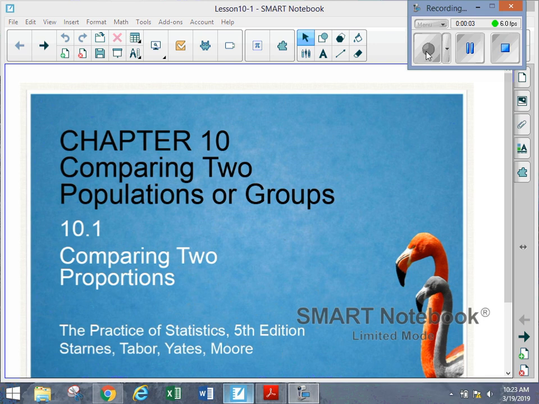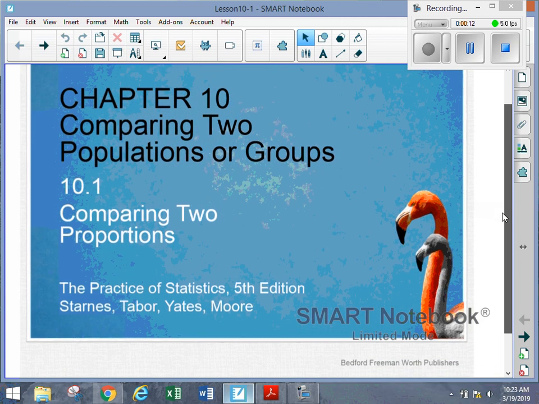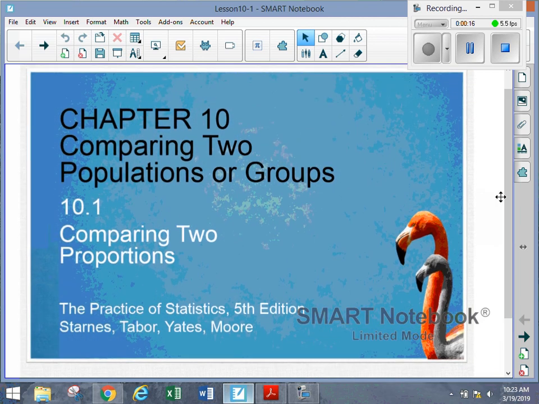All right, so we're going to do the same thing. We're going to do inference and confidence intervals over comparing two proportions. Okay? So really same procedures. We add some different formulas. Good news is these formulas are on your formula sheet.